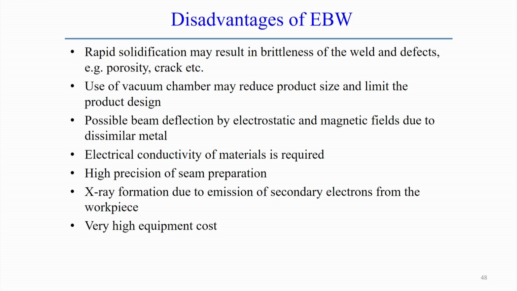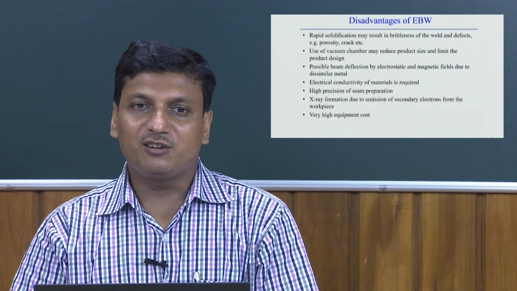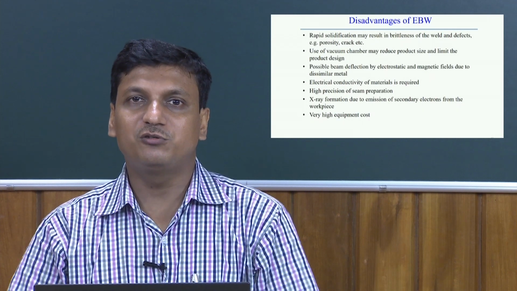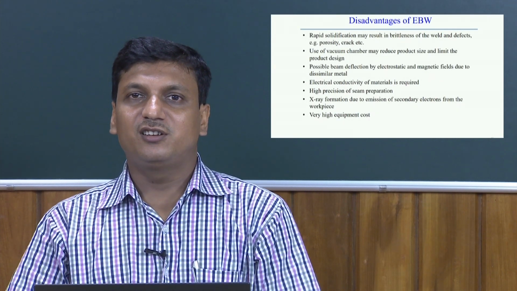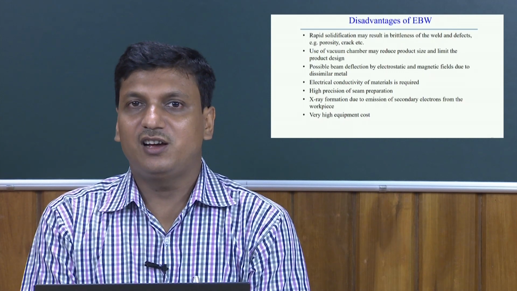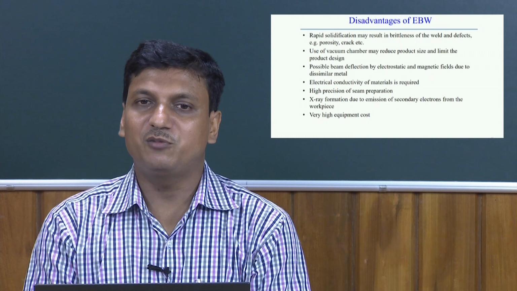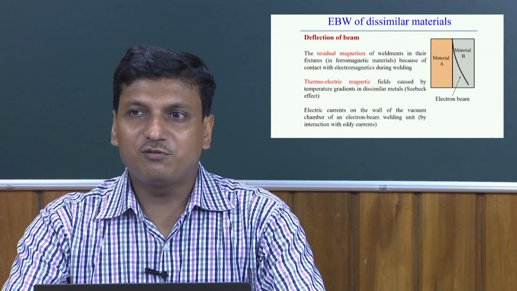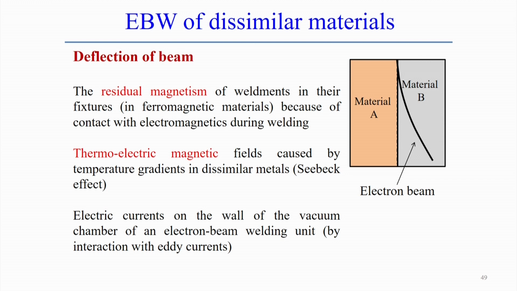And finally, of course, this machine is very costly. So, cost is the main limitation to wide application of this welding process. Of course, apart from all these disadvantages, we can stick with the advantage of very high precision. Even if we compromise with the cost and other disadvantages, it is still a very good solution, specifically for very thick material and several dissimilar combinations of materials. Now, let us focus on the electron beam welding processes for dissimilar combinations of materials.